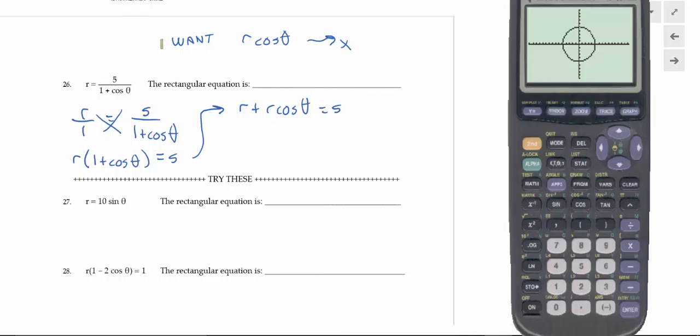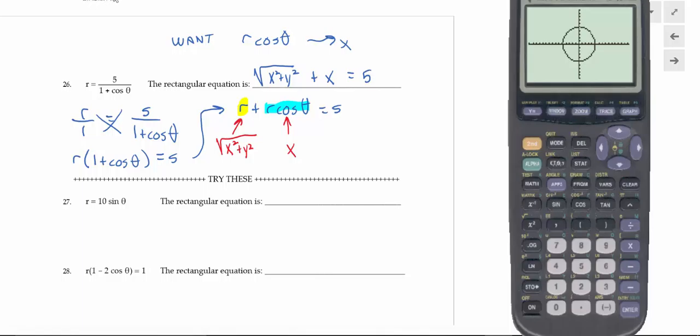The first thing we know, by the Pythagorean theorem, is that r is equal to the square root of x squared plus y squared. Then we also know that r cosine theta is equal to x. So all we're going to do is plug it in and we're done. We don't need to do any simplifying on this problem, so I'm just going to write r is the square root of x squared plus y squared plus x equals 5. That's an answer to the problem.